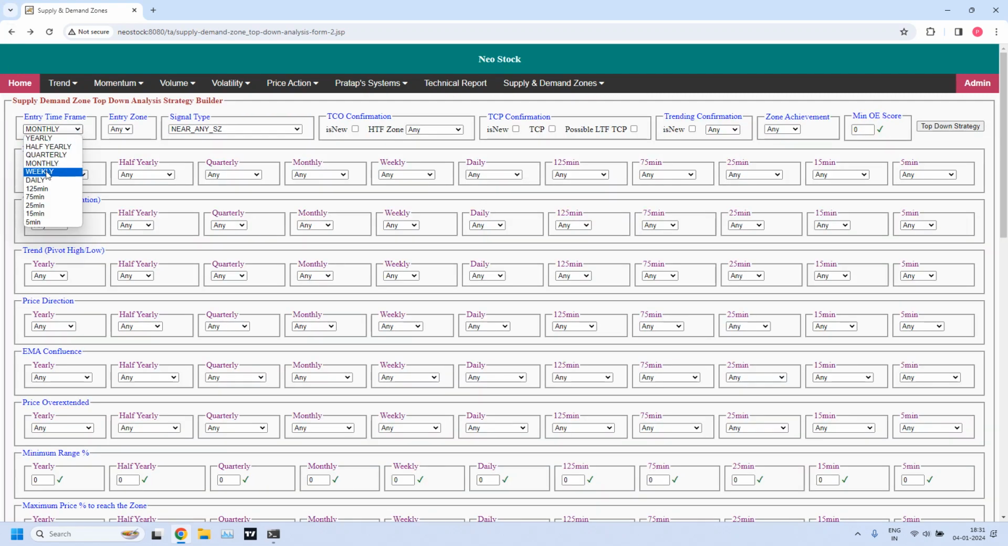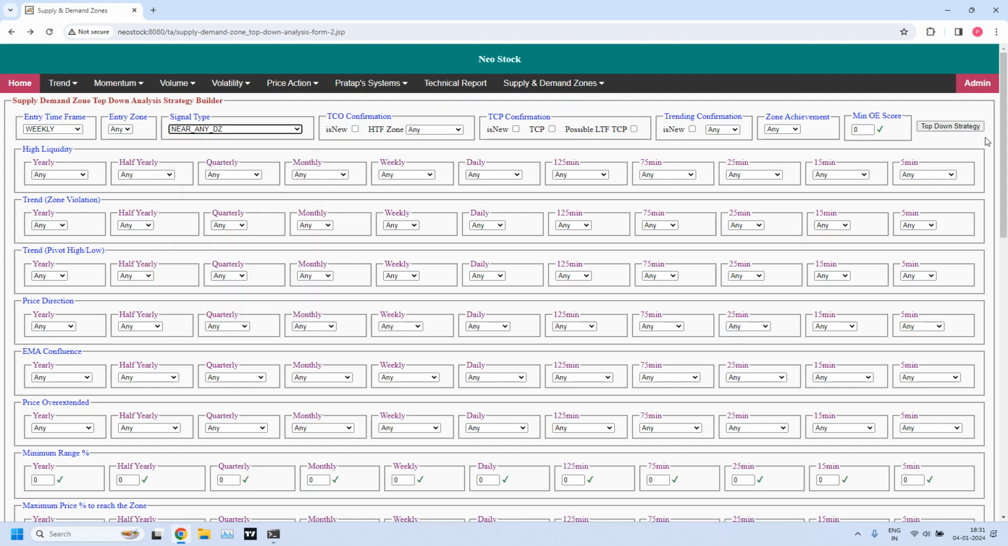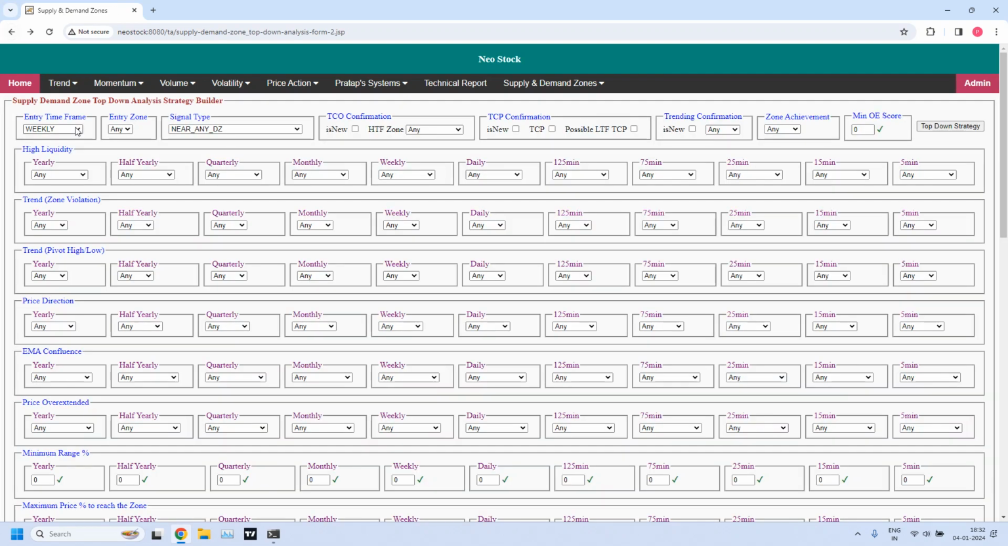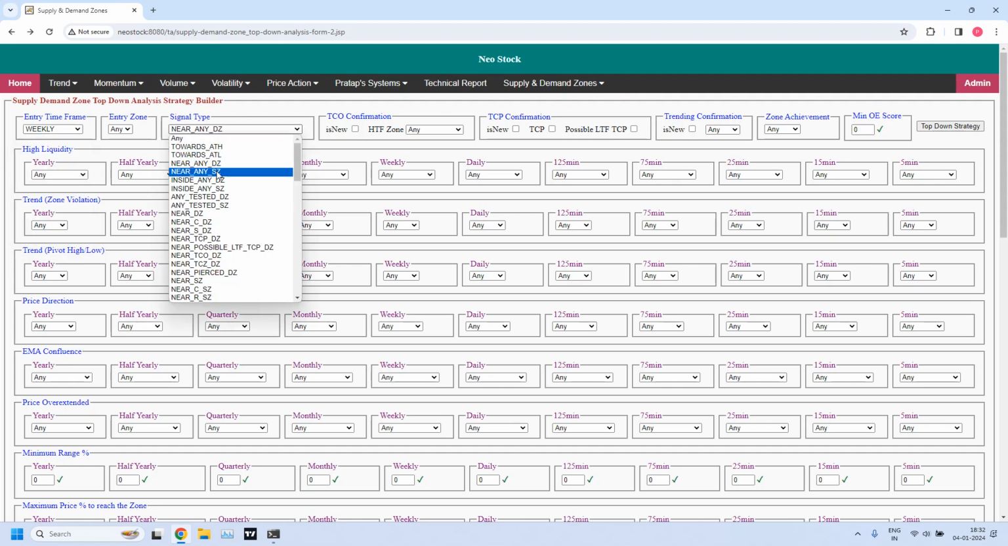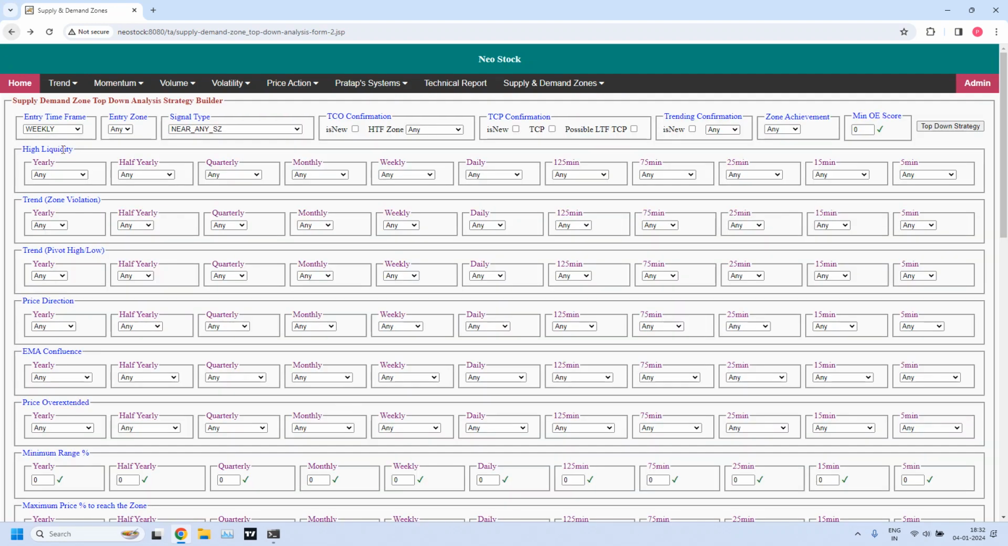Let us change the time frame to weekly. And let us find the stocks near weekly demand zone. So 1 stock is filtered. Let's go back. For weekly time frame, let us find the stocks near weekly supply zone. So 6 stocks are filtered, which are near to the weekly supply zone. So let's go back.